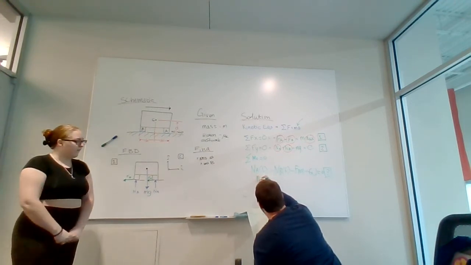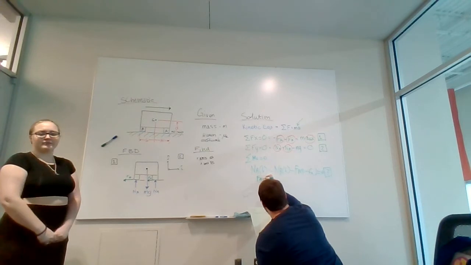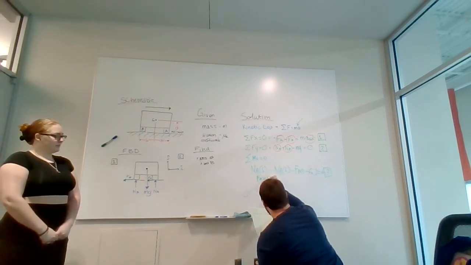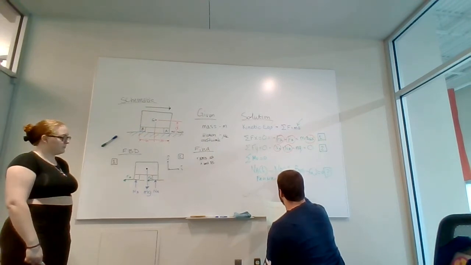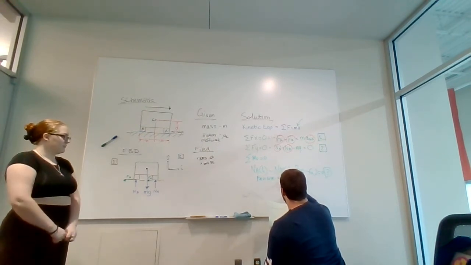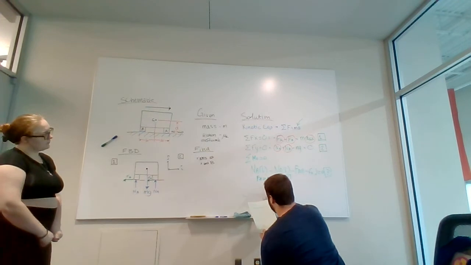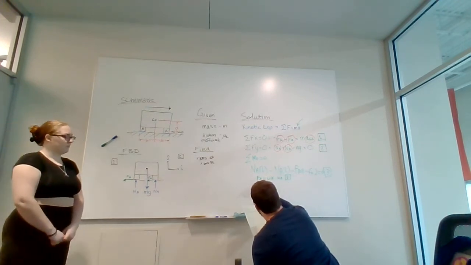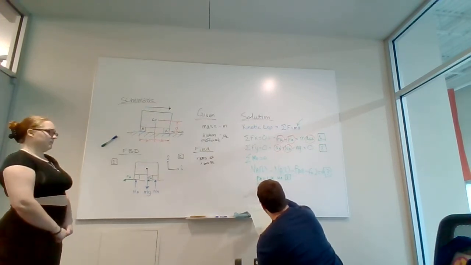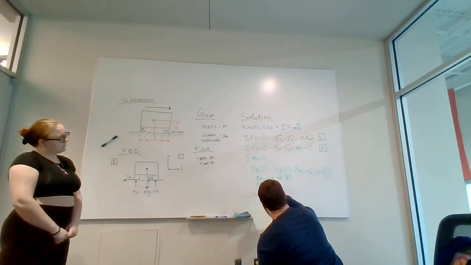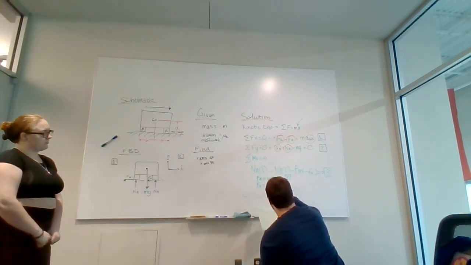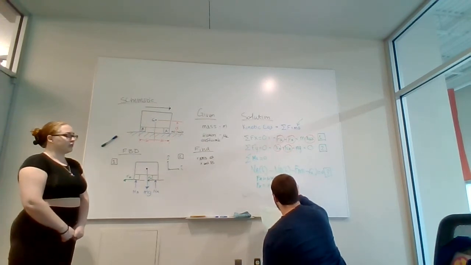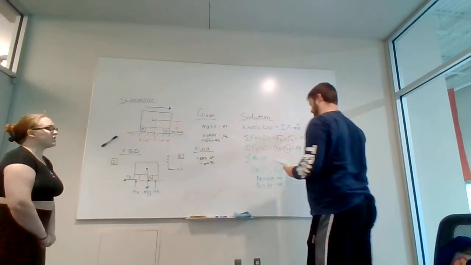It's going to be F of A is going to equal the coefficient of kinetic friction times your normal force A. And this will be your fourth equation. And then you're going to have F of B is going to be equal to the same coefficient of kinetic friction times your normal force B, which gives you your last and final scalar equation.